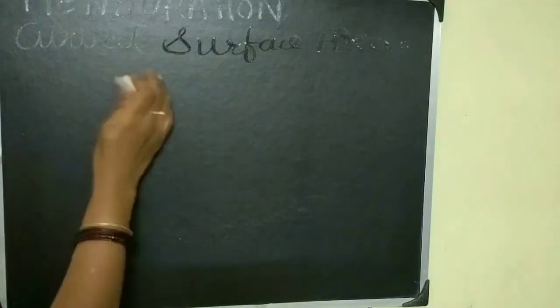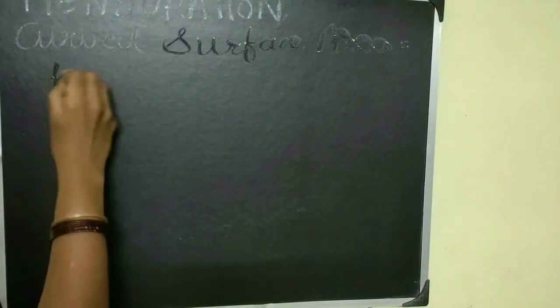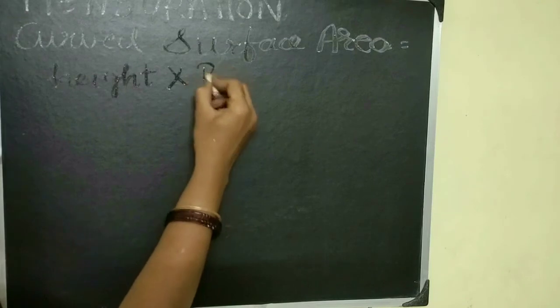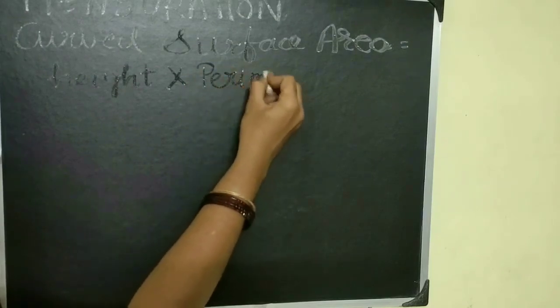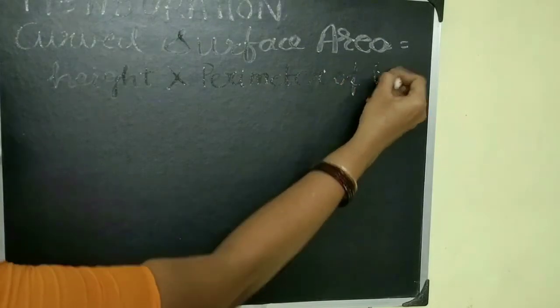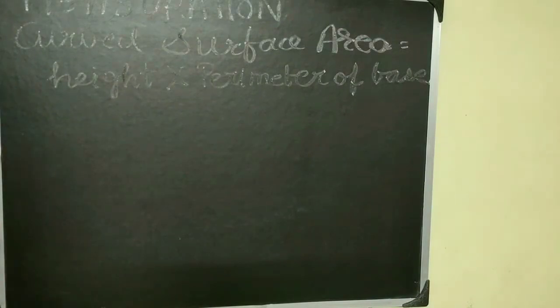I am going to take this as height into the perimeter of the base of the shape. This is my simple formula. Now I am going to show this formula with examples.